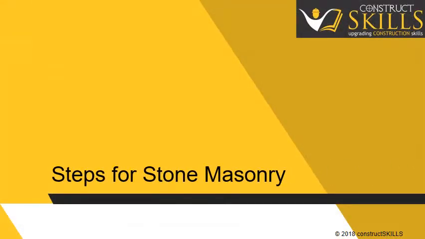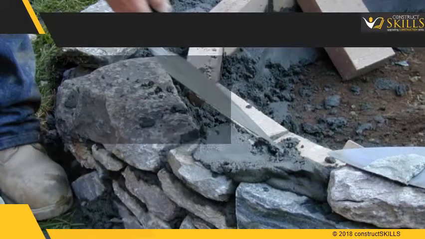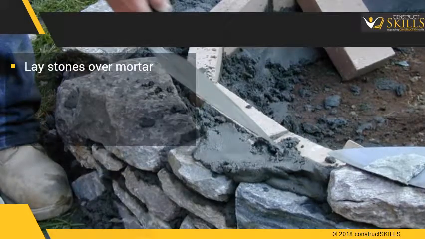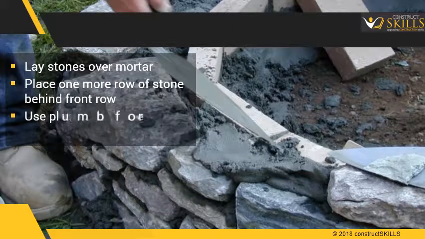These steps can be followed for stone masonry. Apply a leveled layer of mortar of even thickness, spread it with a trowel. Lay a row of stones over the layer of mortar, and place one more row of stones behind the front row. Use a plumb to ensure the evenness of the edge of the front row.